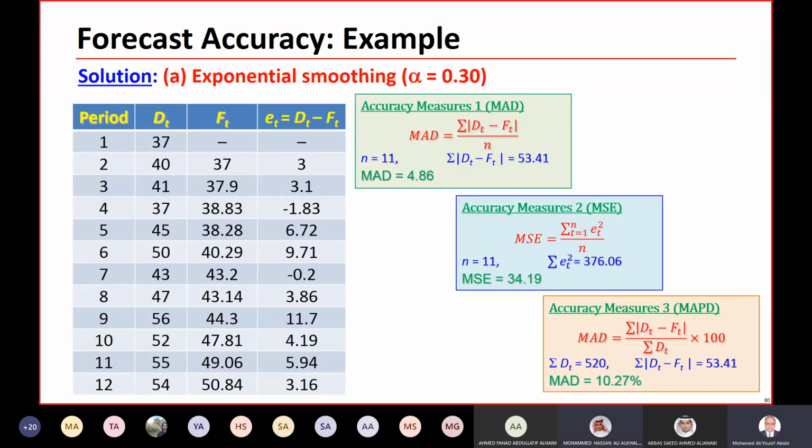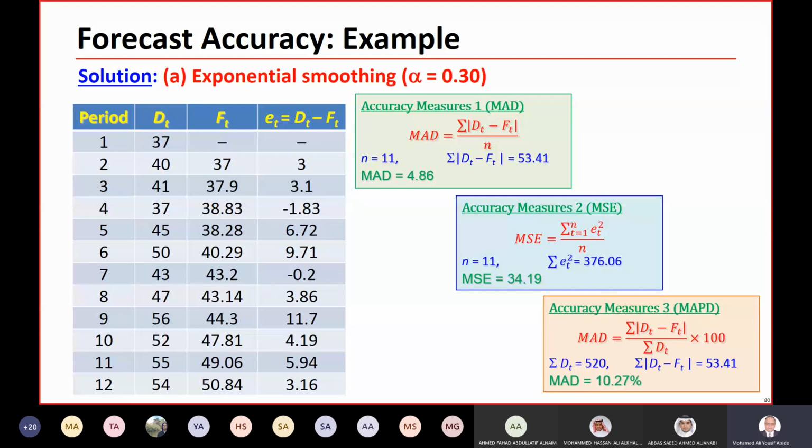Muhammad Hassan? Yes, Doctor, can we consider this a good forecasting or not? Here, we cannot judge, because in order to judge whether this is good or bad, you have to compare between different methods, not between different accuracy measures. Okay? Let us take another method and we compare MAD here with MAD of that method, MSE with MSE there, MAPD with MAPD there. In this case, we can judge which method is good or better than the other.